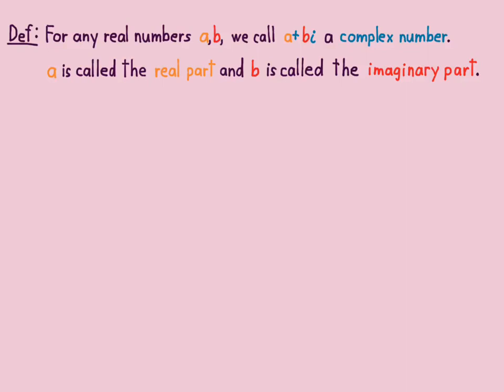There's a real term a, and there's an imaginary term bi. There's a real part a, but the imaginary part is not bi, it's the coefficient of the i. It's b. Okay, so the real part of a complex number and the imaginary part are both real numbers.